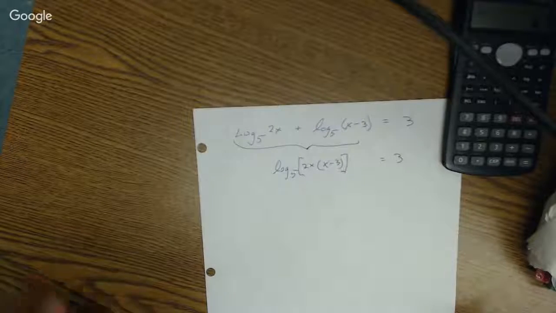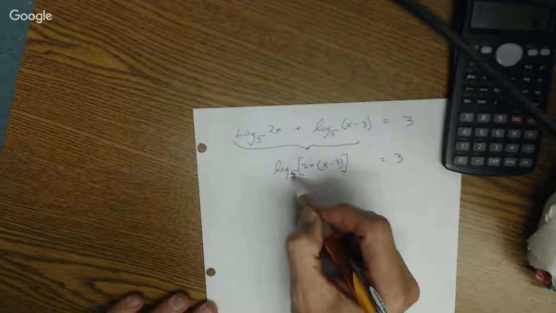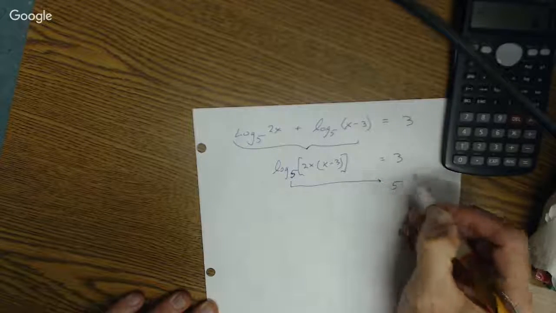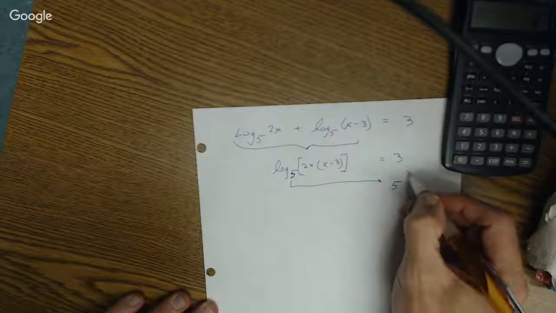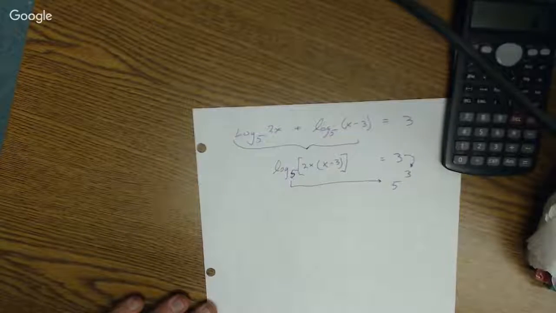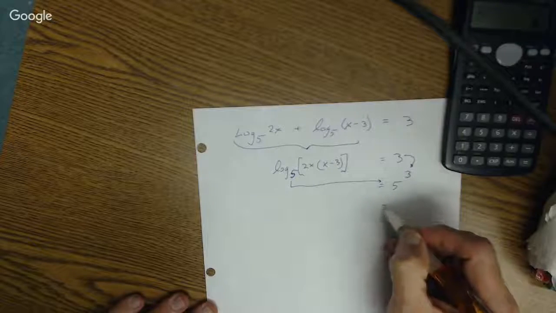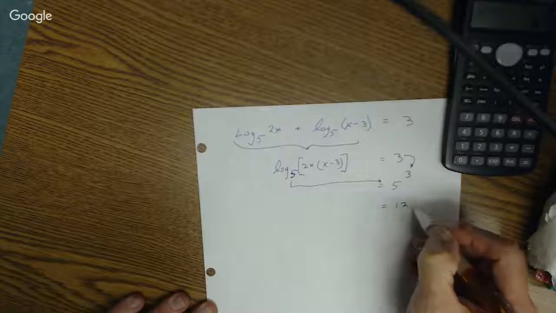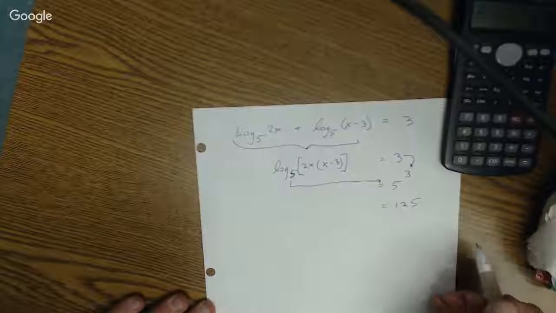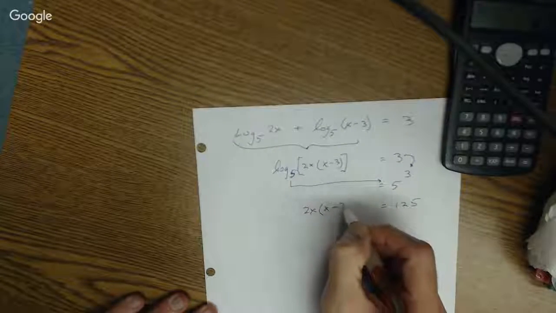Okay, trick number 2 is because it's a log and the base is 5, logarithms are exponents. So that means this base can go over here and the logarithm is going to be the exponent of that base. So this logarithm just goes down and becomes the exponent of that base. And 5 to the 3rd power, you can check this on your calculator, is going to be 125. So 5 times 5 is 25, times another 5 is going to be 125. So that's going to equal 2x times x minus 3.